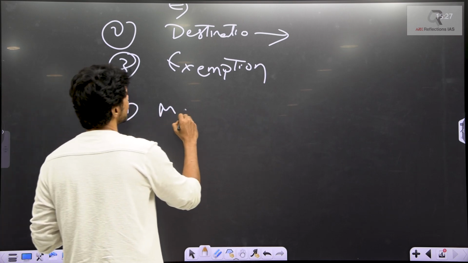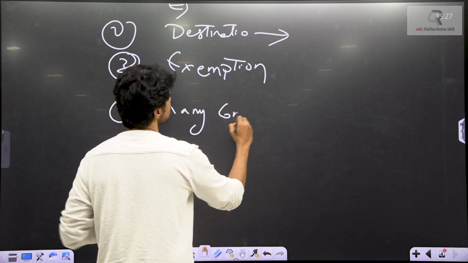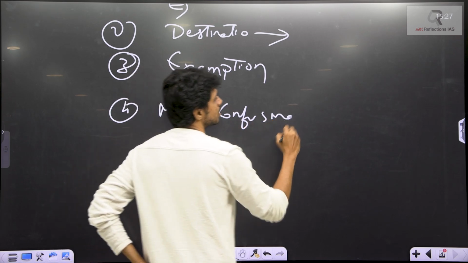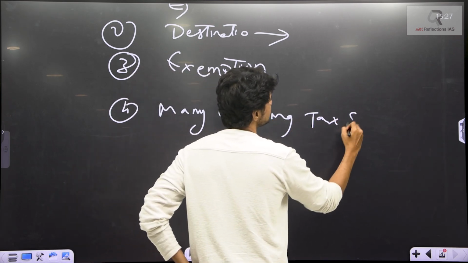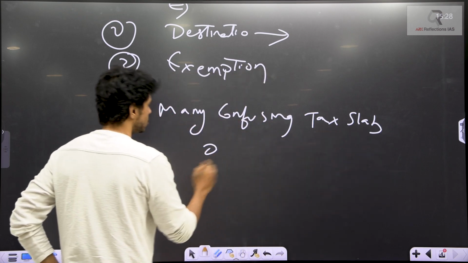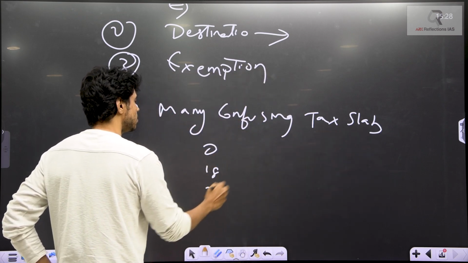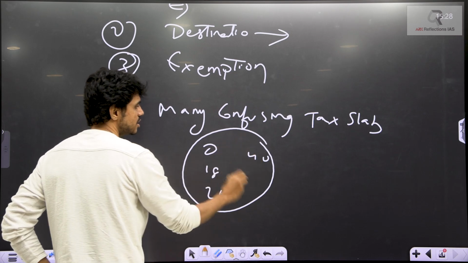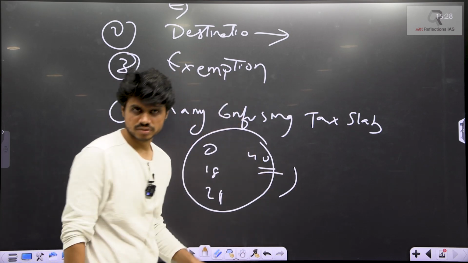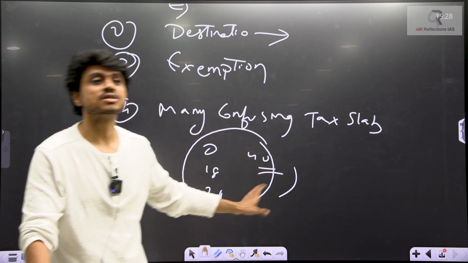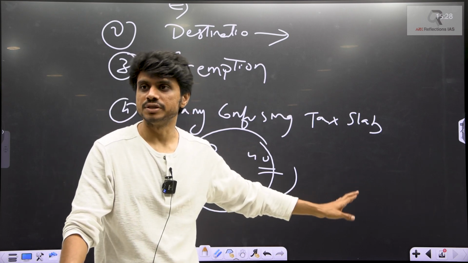And many confusing tax slabs. Currently you have several slabs: 0, 18, 28, 40, and like this, there are various tax slabs. Now they want to reduce them. That is also going to be taken up for discussion in the upcoming GST meeting.